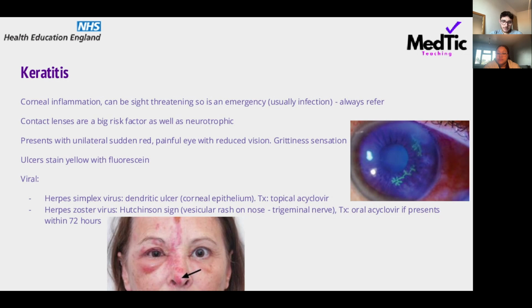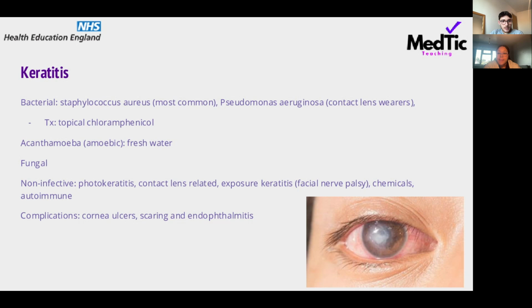Herpes zoster virus is shingles. The virus within the trigeminal nerve goes down the ophthalmic branch. You have development of a vesicular rash on the side of the face, and it's called Hutchinson's sign where you also notice the rash on the nose. And if the patient presents within 72 hours, you treat with oral acyclovir. Just go on to the next slide.